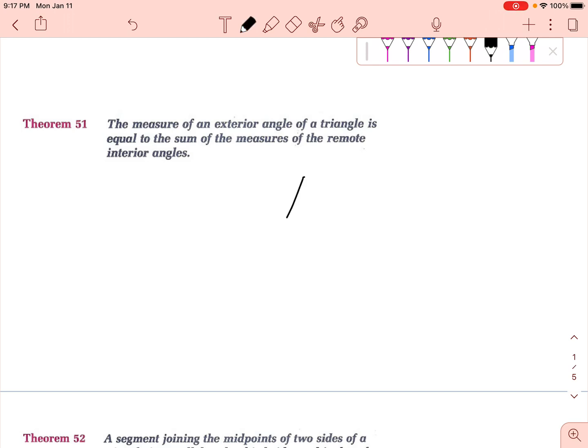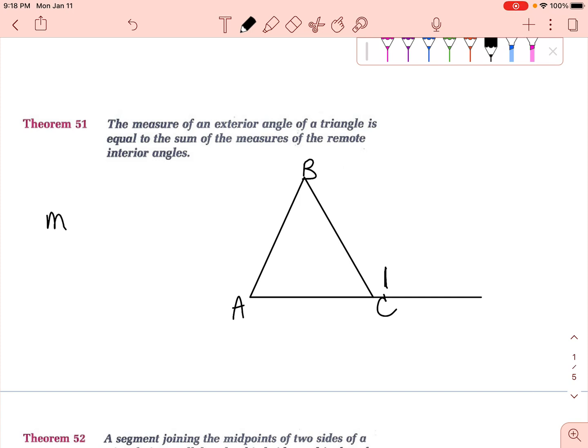Okay, so again, let's do this. We have A, B, and C. The measure of an exterior angle of a triangle is equal to... so I'm going to extend this and I'm going to call this angle 1. So the measure of angle 1 is equal to the sum of the measures of the remote interior angles. Fancy word for the two inside angles that are not touching angle 1.